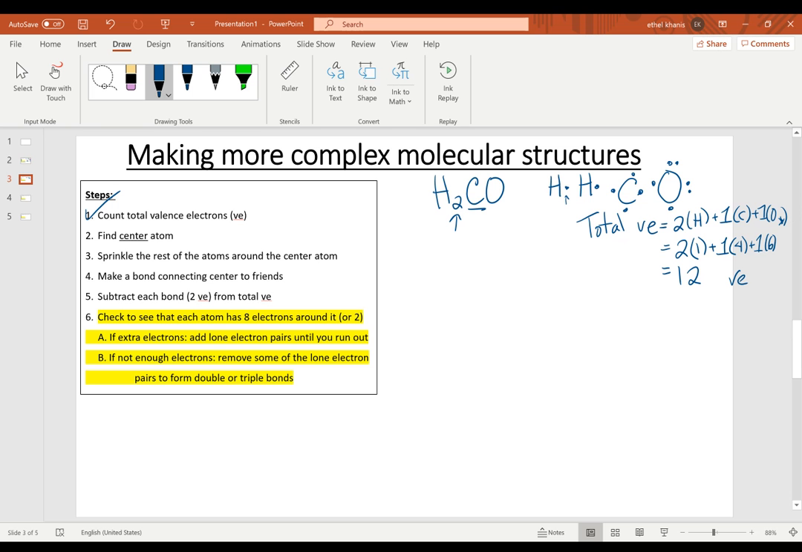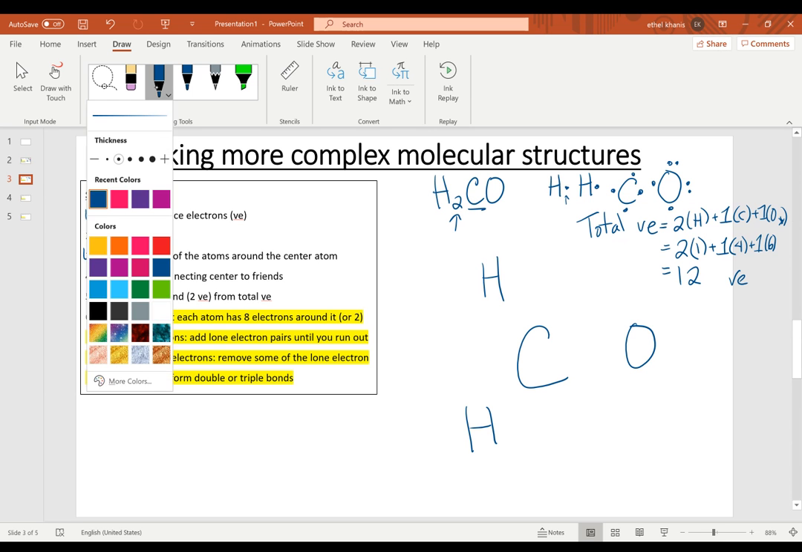So that's step 1. Step 2 is our center atom. It's underlined for us. It's carbon. We're going to put carbon in the middle. Now, we're going to put the rest of our atoms around our center atom. Now, notice we have 2 hydrogen. So I'm going to put 2 hydrogen. And we have 1 oxygen. And it's really helpful when you read a molecular formula that you read it from left to right, just like you would when you're reading English.